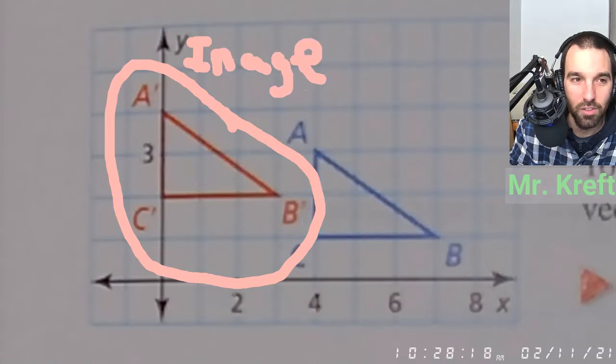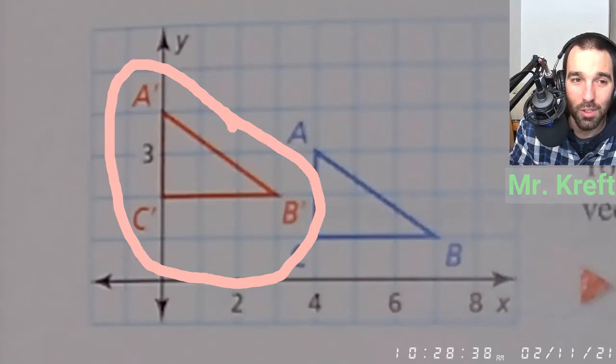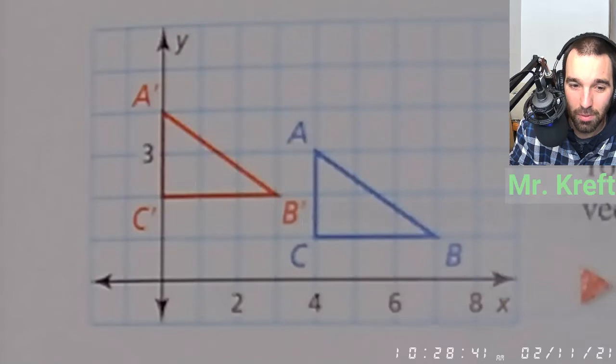Okay, is the visual helping you guys out a little bit? Do you guys see how this is my image? Notice, do you guys see the little primes? I'm going to just highlight them. Do you guys notice the primes? Okay, so what this tells me is the blue shape is the original shape, and the red shape is my new shape. This is a translation.